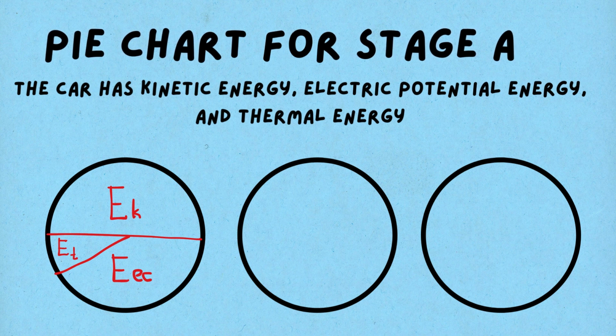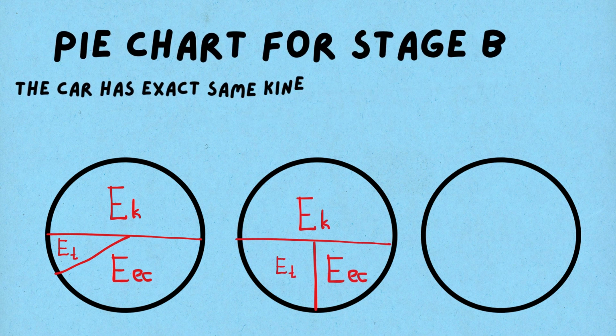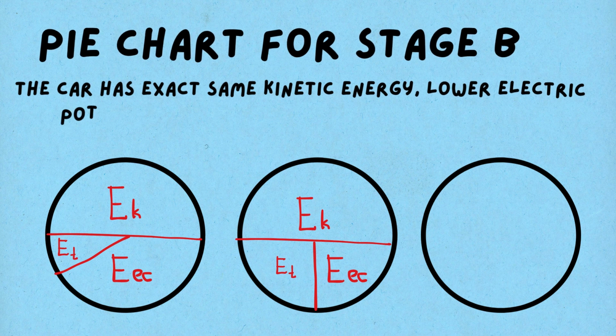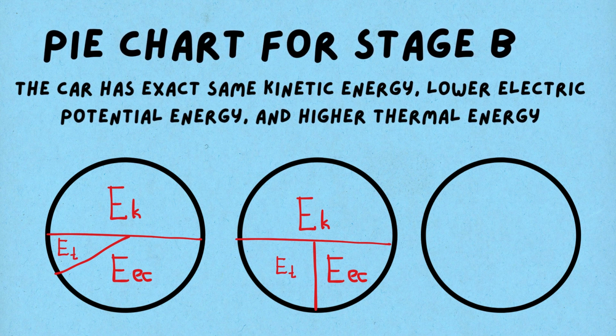So in stage A, the car has a lot of electric potential energy, shown as EEC. It has a small amount of thermal energy, and it has a certain amount of kinetic energy. In stage B, the car has the exact same kinetic energy because it's going at a constant velocity, lower electric potential energy because it's been running for a while, and higher thermal energy.